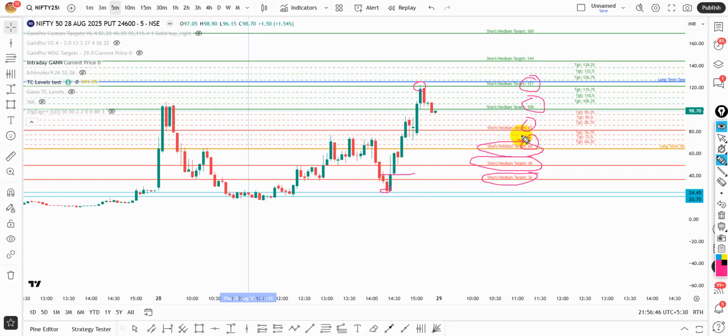So you have to keep moving your stop loss. That's how you should trade. This is the way you should trade the timing candle, friends.